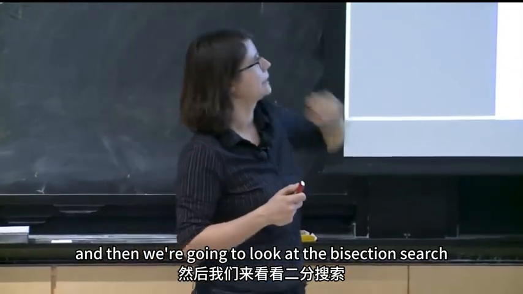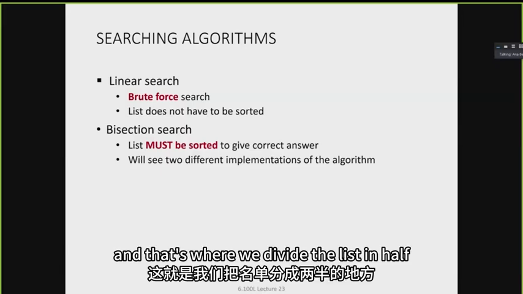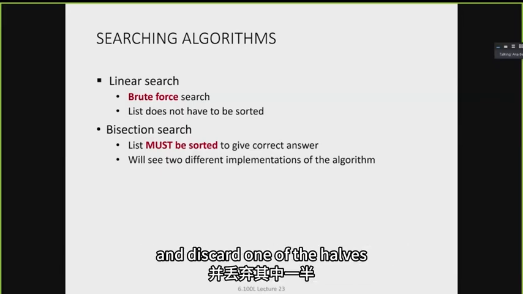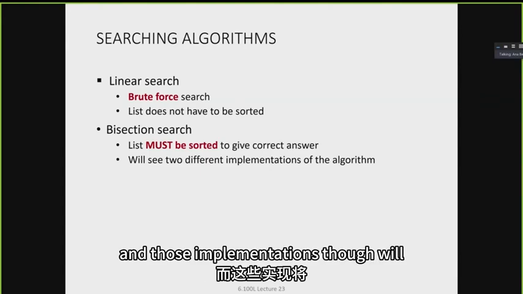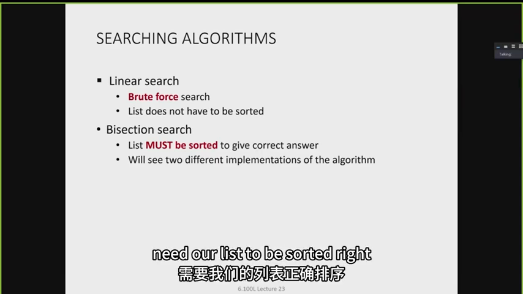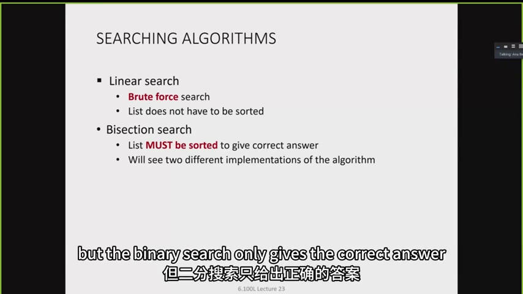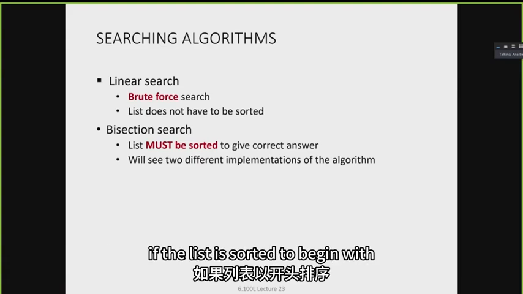And then we're going to look at a couple of bisection search implementations. That's where we divide the list in half and discard one of the halves. Those implementations, though, will need our list to be sorted. Brute forcing our way doesn't really matter whether it's sorted or not. But the bisection search only gives the correct answer if the list is sorted to begin with.